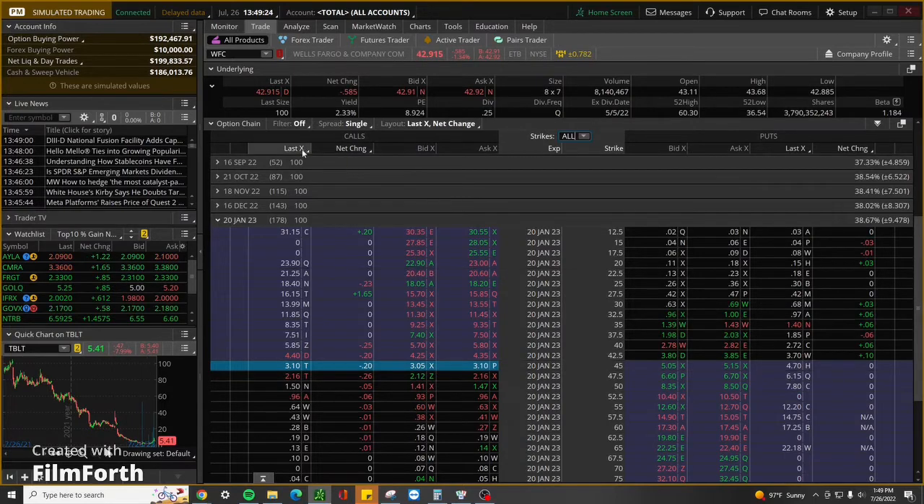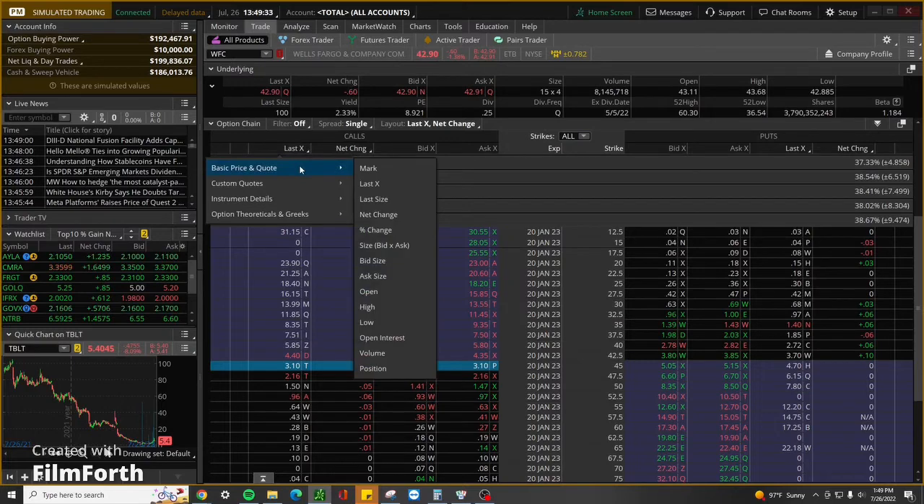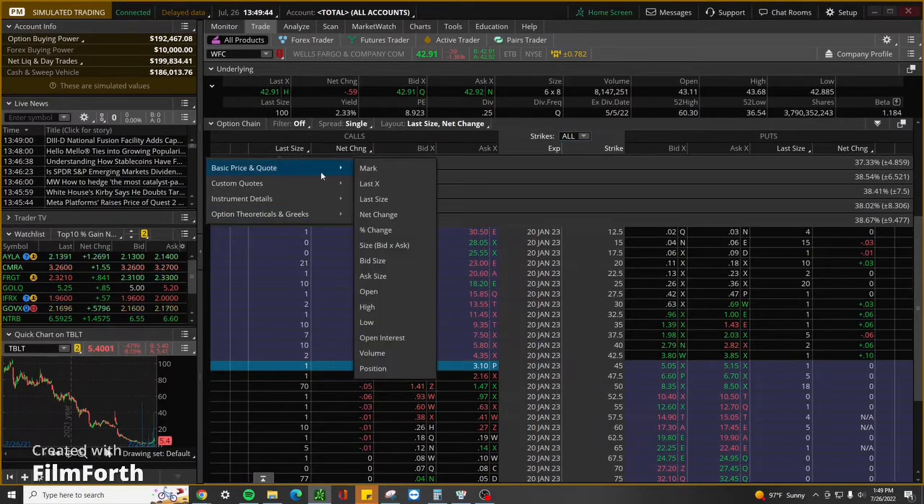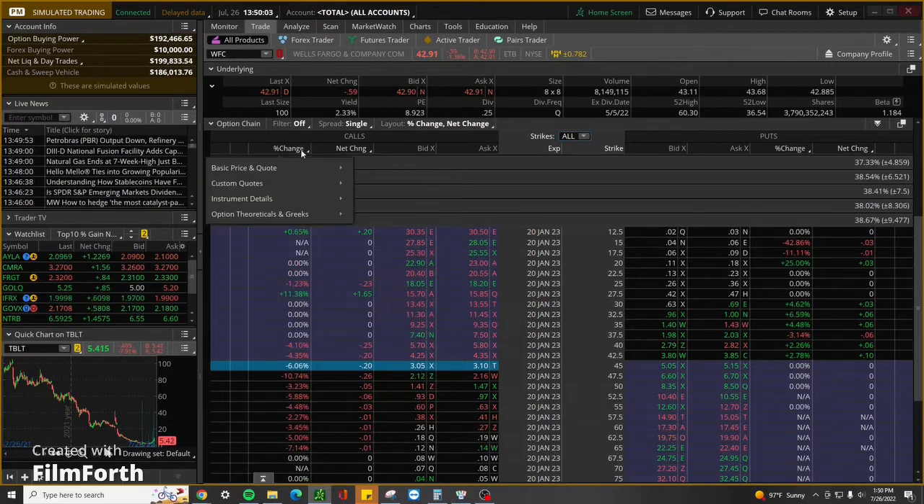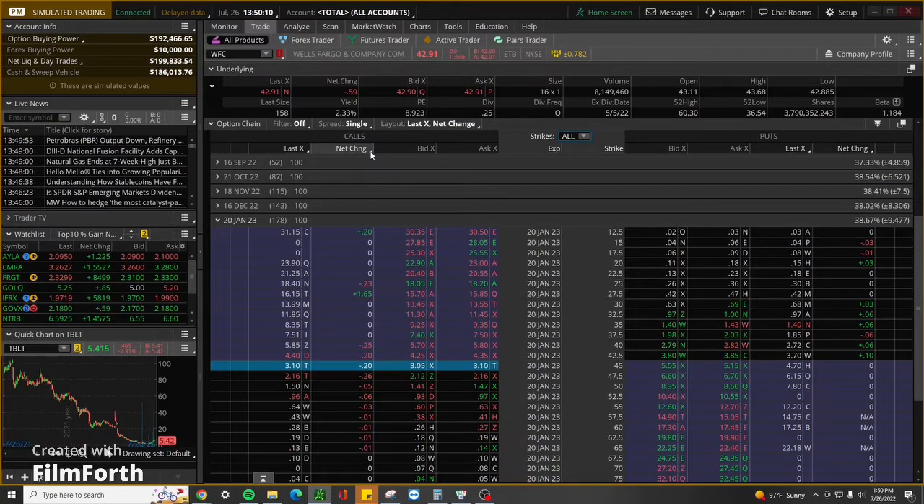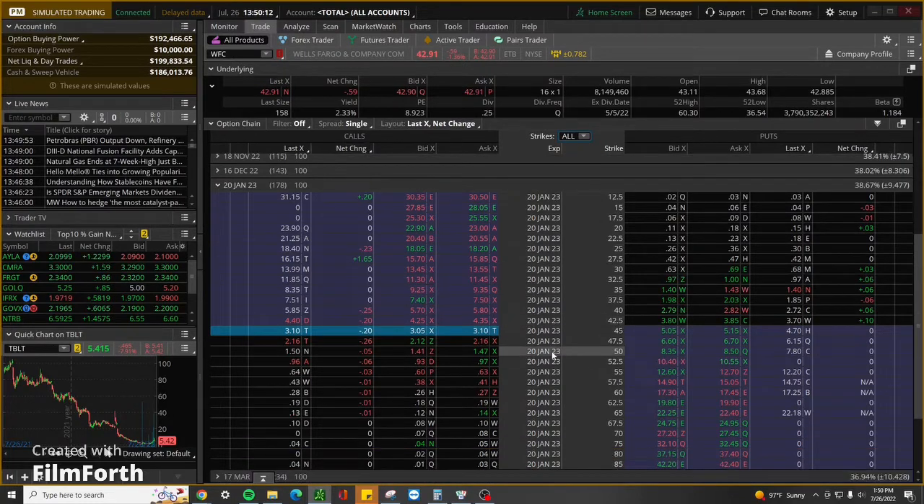And then of course, these columns that you see with each option series are very customizable. You can go ahead and click that drop down and dictate what information this shows you. So if you wanted to have last size, it shows you the last size. The data set's basically changed. If you want to look at the mark, it shows you the mark.